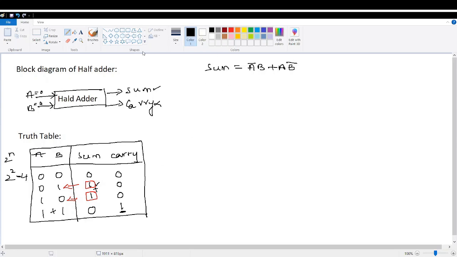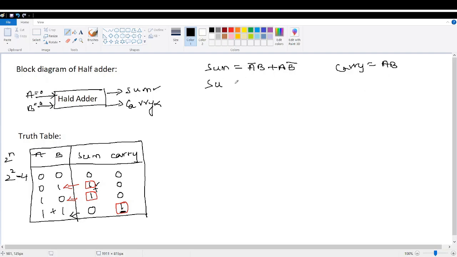In the same way we can write for carry also. Carry is equal to, for this combination the carry is 1. So if you consider this combination 1 plus 1, 1 1, A is also 1, B is also 1. So simply write it as AB, A and with B. So here we have sum as A bar and with B, or A and with B bar. So this is my sum expression, this is my carry expression.